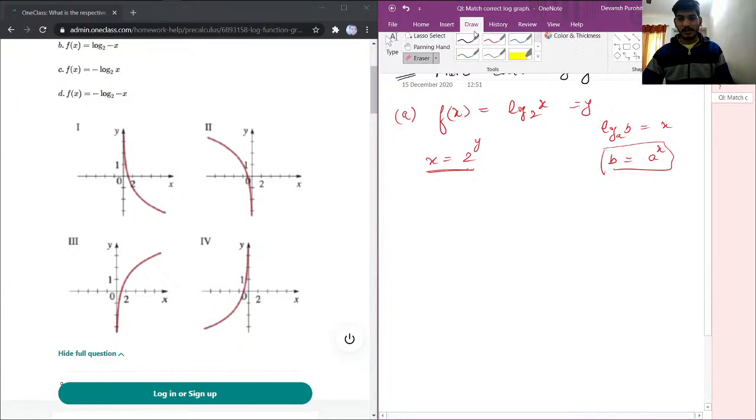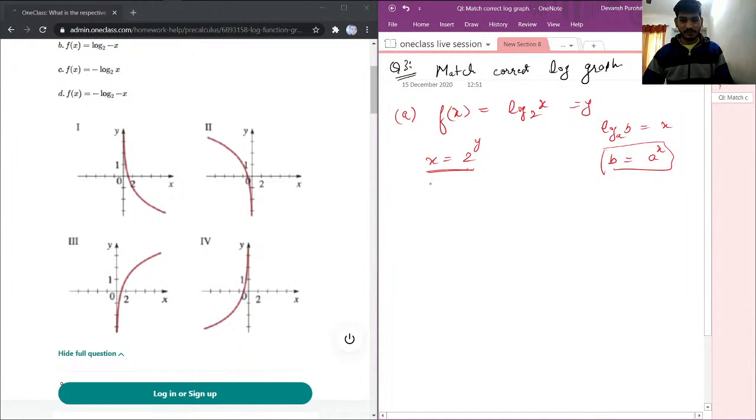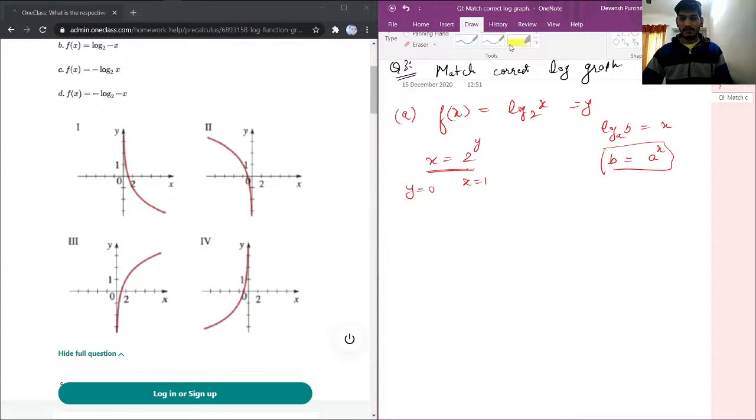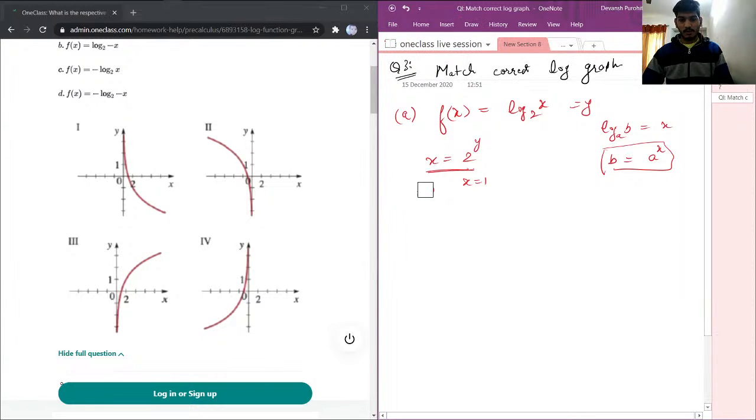First, I have another approach now. I'll keep y as 0. So when y is equal to 0, then y to power 0 is 1, x is 1. So I have one coordinate. When y is 0, then x is 1, which is not matching with any of the graph. Now we cannot use y equal to 0.